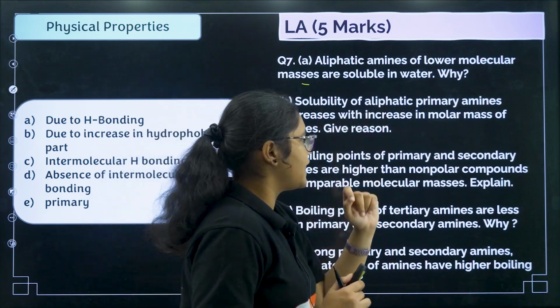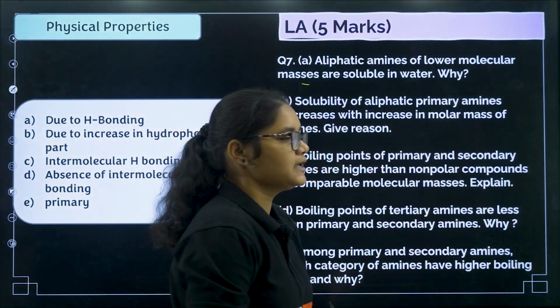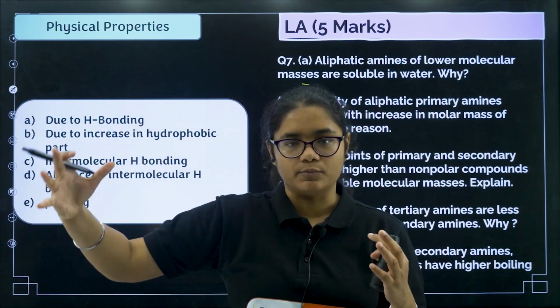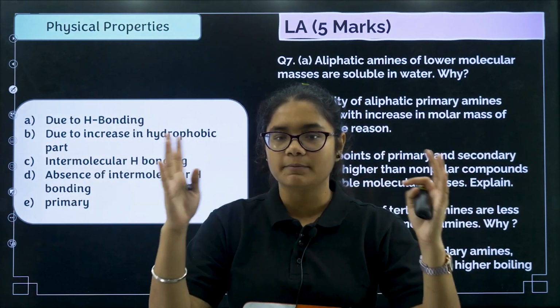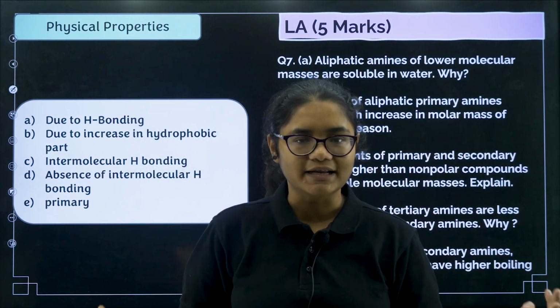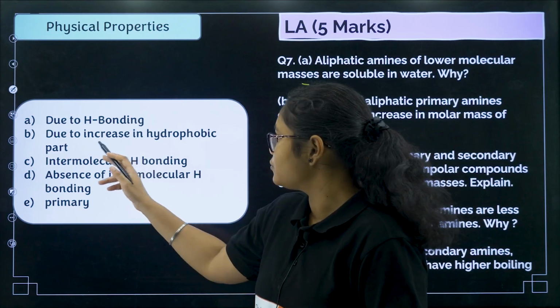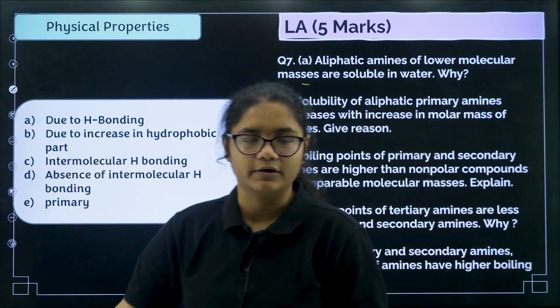Next, the solubility of aliphatic primary amines decreases with the increase in molecular mass. So if the R group is very big, the hydrophobic part is very big, then it is difficult to form hydrogen bonding due to steric hindrance. So that is why the solubility decreases, due to the increase in the hydrophobic part.